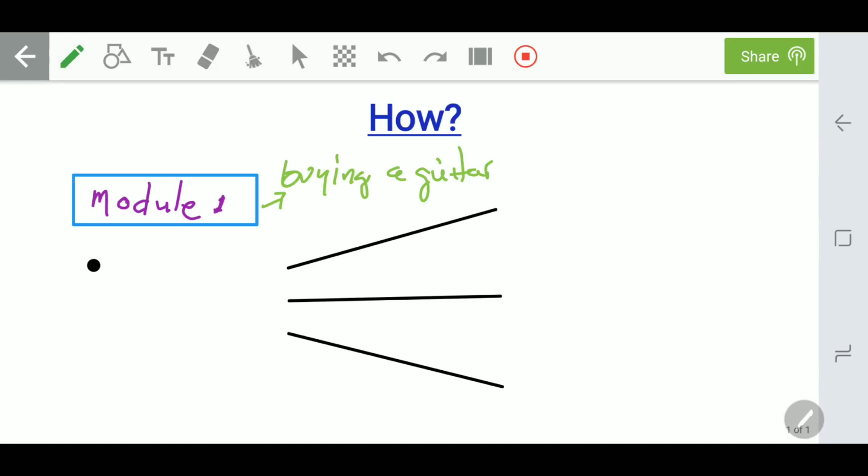Okay, so the first one, Module 1, buying a guitar, the first subheading was where, as I recall. Okay, where do we buy a guitar? Do we buy it online? Do we buy it at a local music store? What are the advantages and disadvantages of both, right? What do we do after we shoot that video?